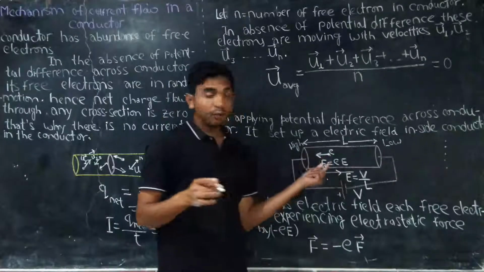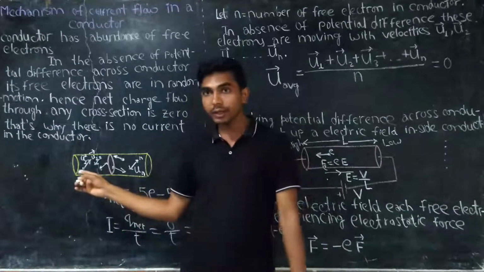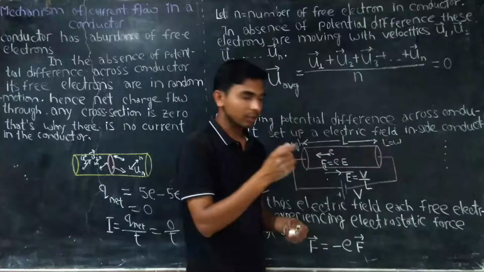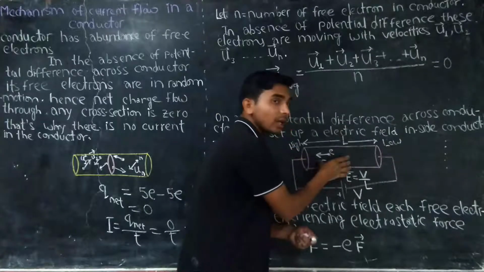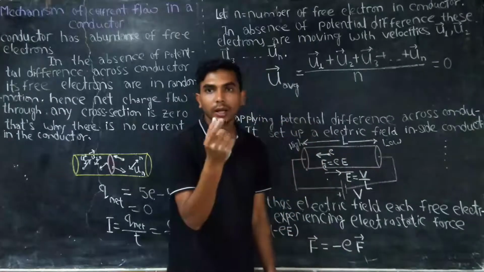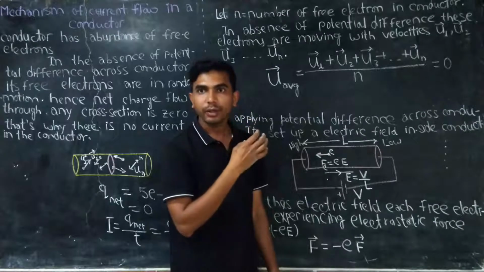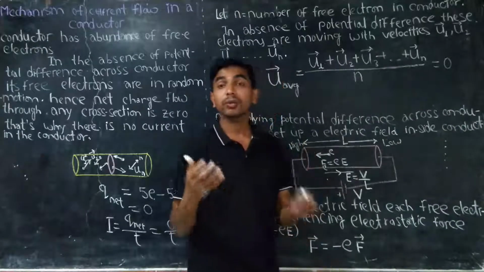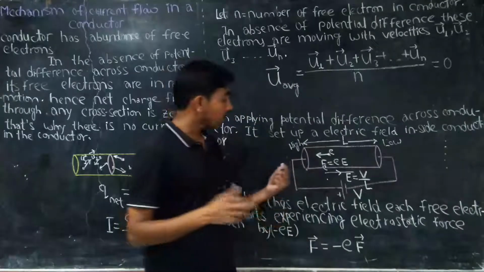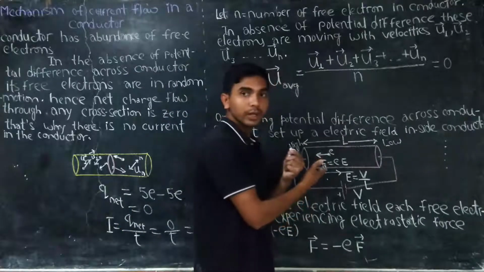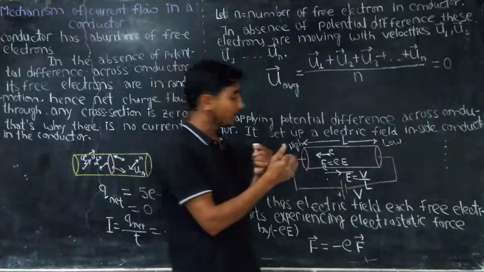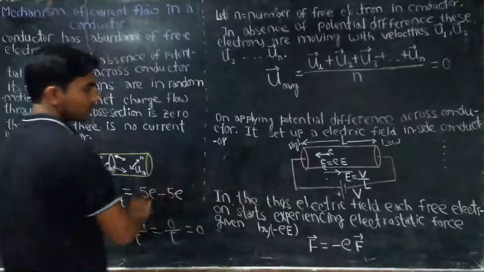Initially it was in random motion, and it still is, but apart from random motion, the electron will acquire some speed. Why will the velocity increase? Due to force, and force will create acceleration. So note it down up to this.